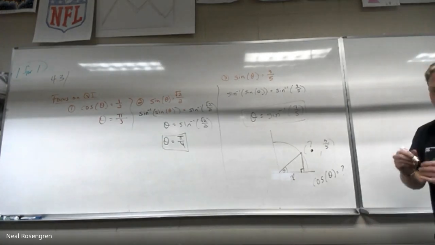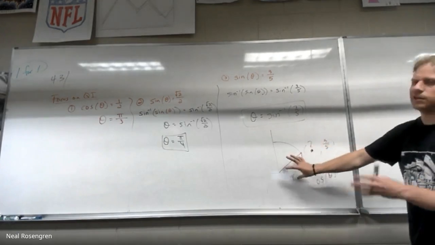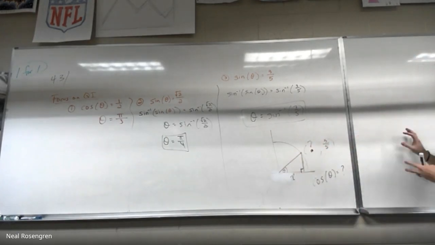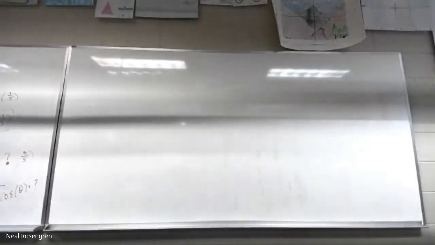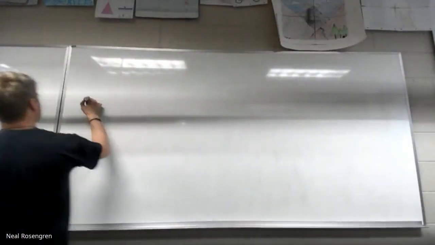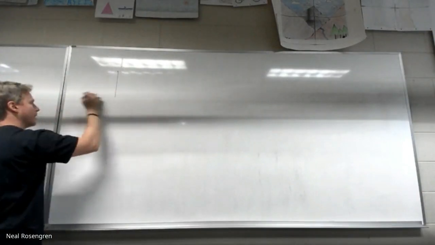Well, let me do something to help you out a little bit. I'm going to break this triangle out of the unit circle and focus on it in a slightly different way. So that's why I'm going to come over here. What I want to do is take this triangle. So I'm still here in number 3. I'm going to break this triangle out.